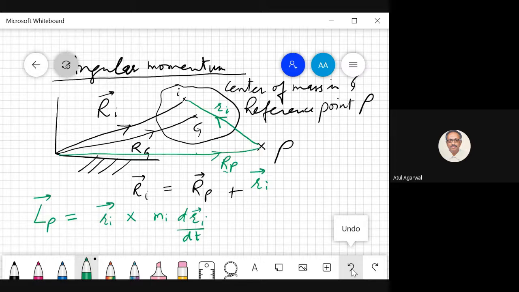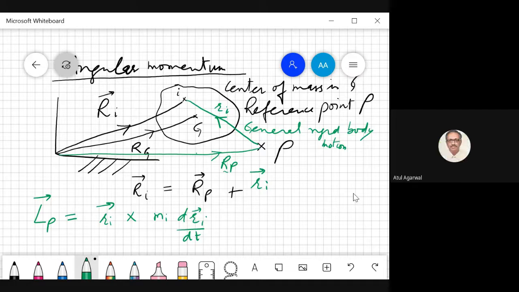So ri is the position vector of particle I with respect to point P. It can do anything. Okay, sir. It is having a general rigid body motion. The body is having a general rigid body motion. So I want to find the angular momentum of this body with respect to point P. The observer is at P. So whatever velocity he is seeing of this particle I, that will be dri by dt.